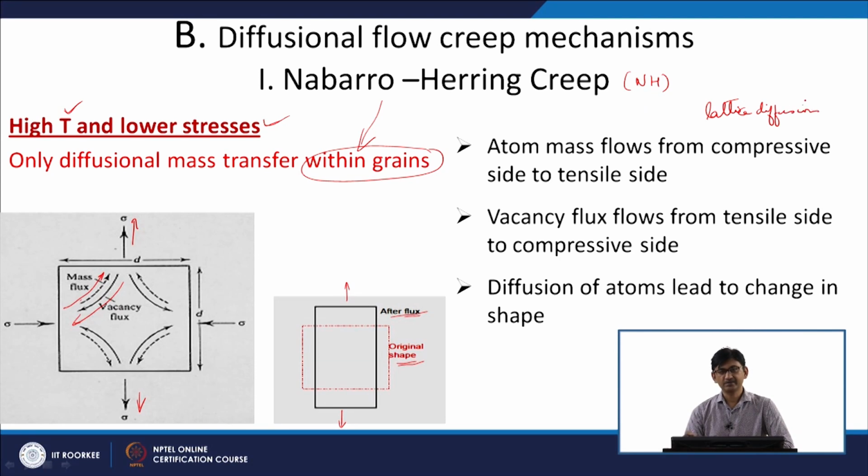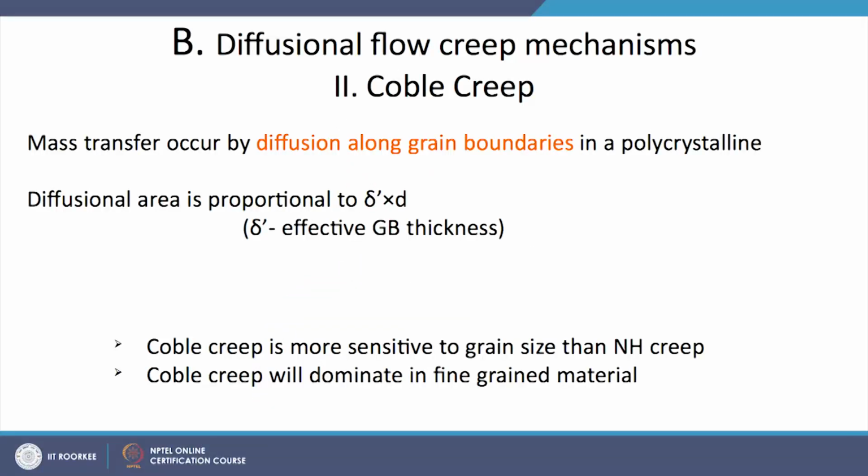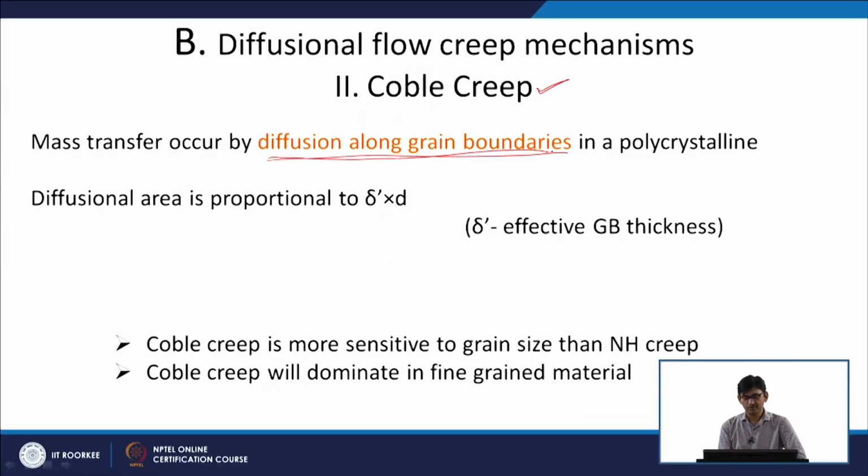So, it is obvious that if you want to find out the activation energy for this diffusion, it will be equal to the self diffusion of atom. Now, diffusional flow creep mechanism, another key creep mechanism is called Coble creep. In this case the diffusion along grain boundaries is important. So, diffusion is not within the grain, but the diffusion is taking place from the grain boundary in a polycrystalline material.